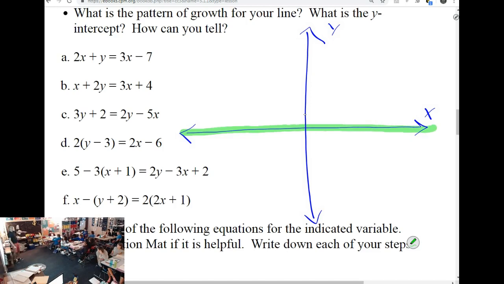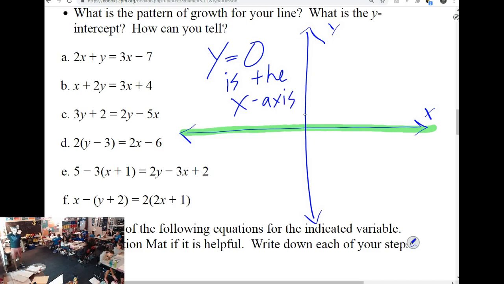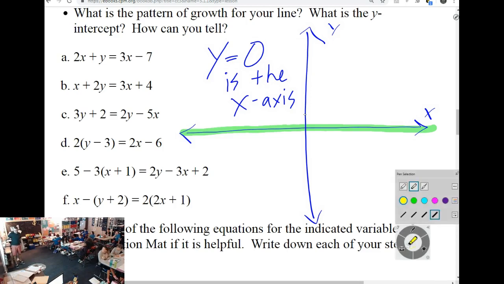X-axis. The x-axis. Y equals 0 is the x-axis. Oh, I get it. Because every point on the x-axis has a y value of 0. I got it. So if I put arrows at the end of this, that is the line y equals 0. And it goes forever. That makes sense.